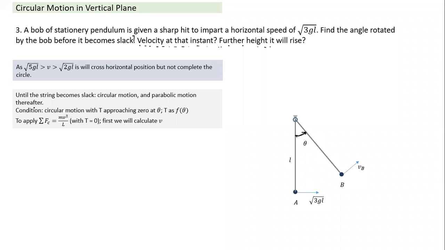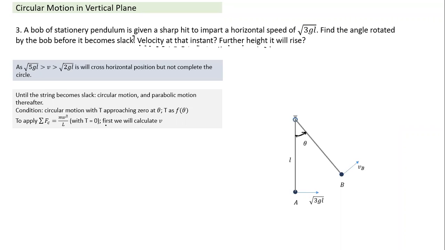Okay. So what is the condition we'll apply to calculate that point? At that particular point, just before it becomes slack, it has circular motion and T is becoming 0. That's the condition. That's how we'll find theta. Theta is the angular displacement when T is approaching 0. So we'll write T as a function of theta, apply this condition and equate T to 0.